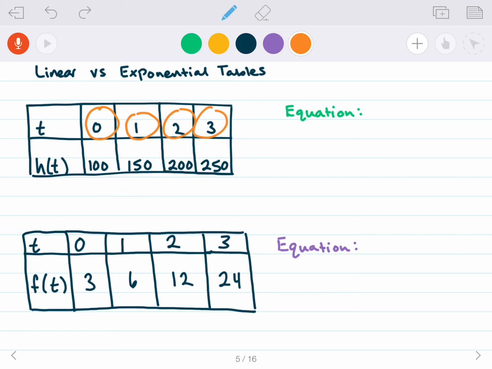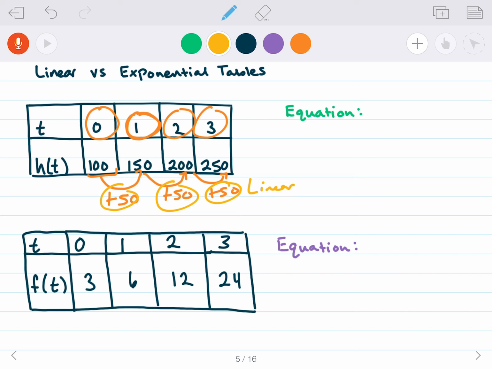Now, what we can see is that when we start at an output of 100 and we go up by 1 unit in time, we're at 150. So we added 50. From 100 to 150, we added 50. From 150 to 200, we added another 50. From 200 to 250, we added another 50. Since we're adding by a constant number and not multiplying, this is linear.